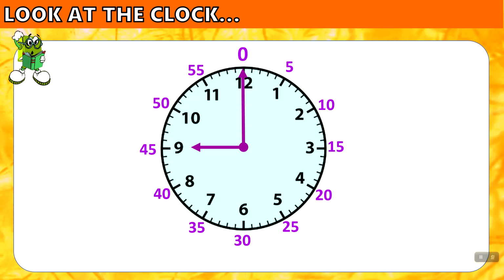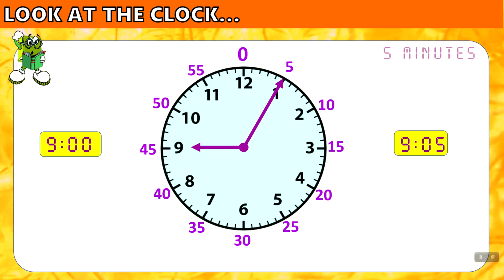And the long hand in place now, we know that this is 9 o'clock. And if the minute hand moved 1 minute at a time, this is 9:01, 9:02, 9:03, 9:04, 9:05. We know that 5 minutes have passed between 9 o'clock and 9:05.